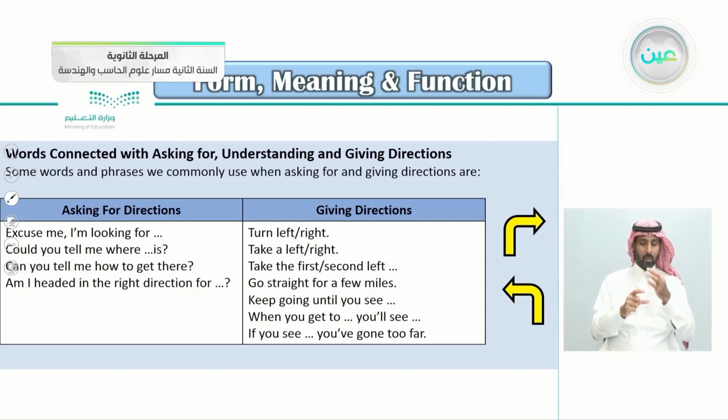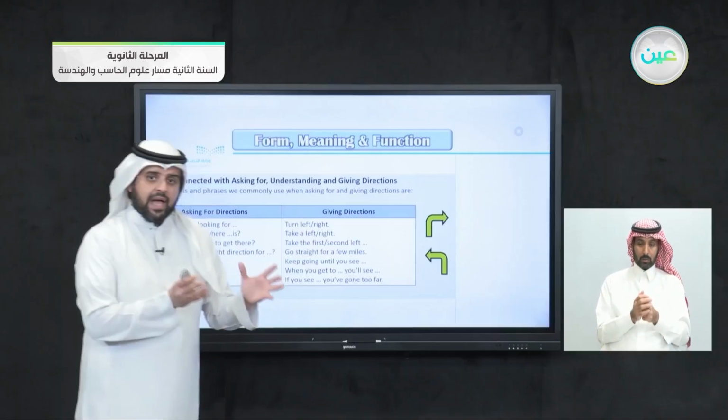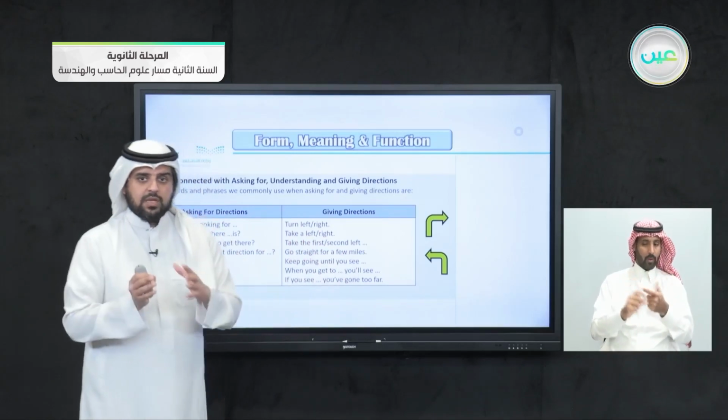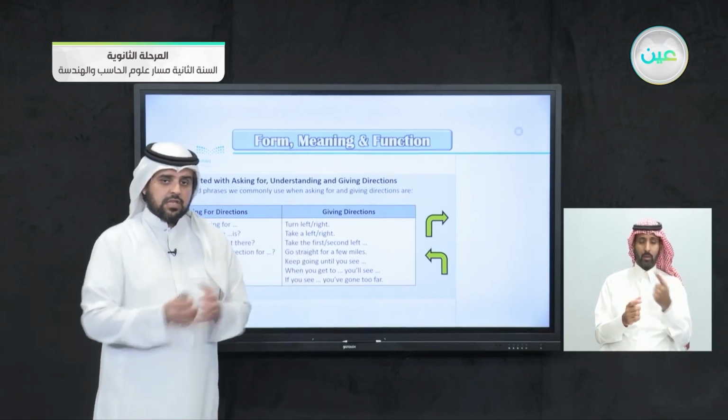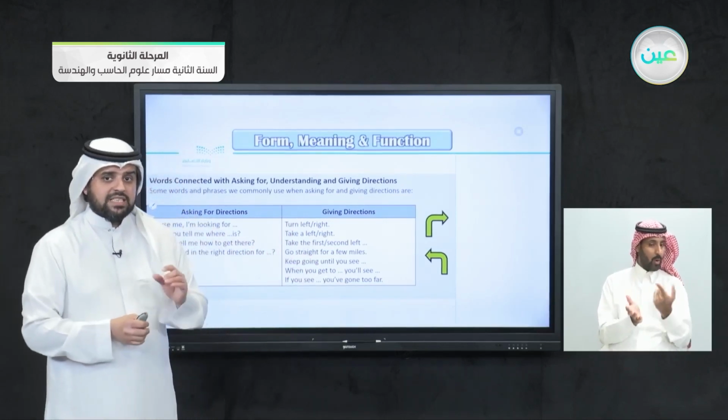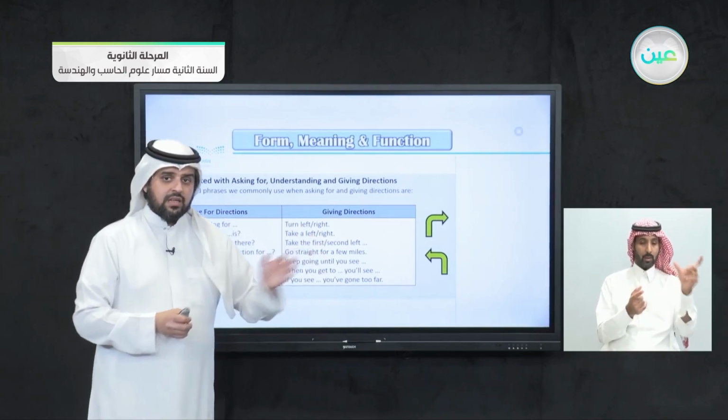The second one: "Could you tell me where...is?" Could you tell me where the bank is, for example? Could you tell me where the house is, the school is, and so on. So "is" is the final word here.